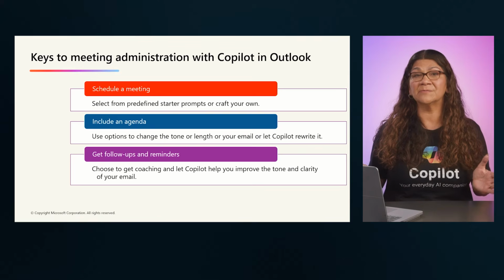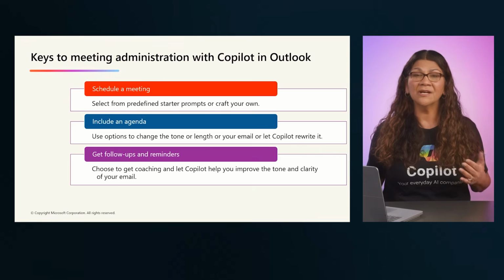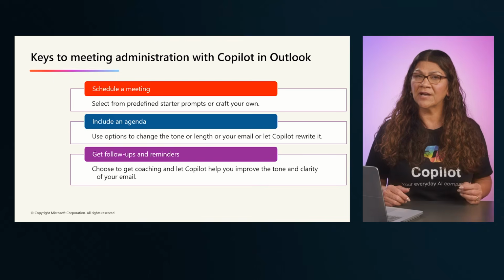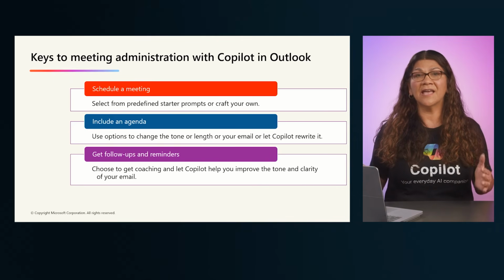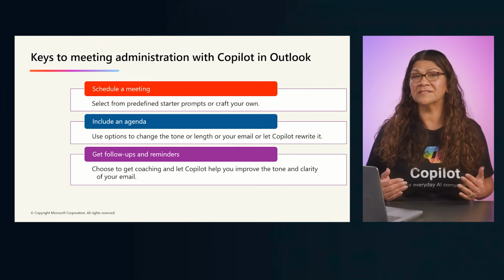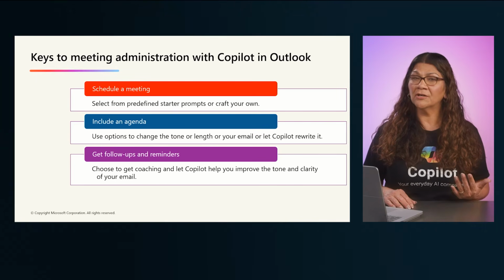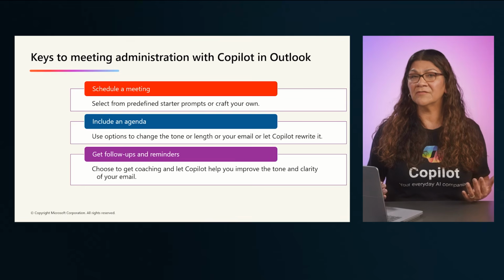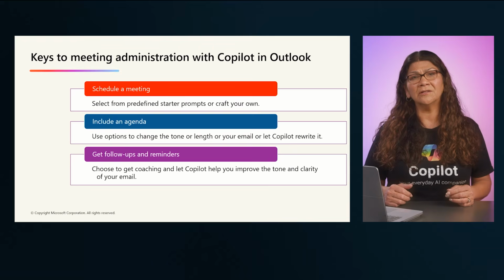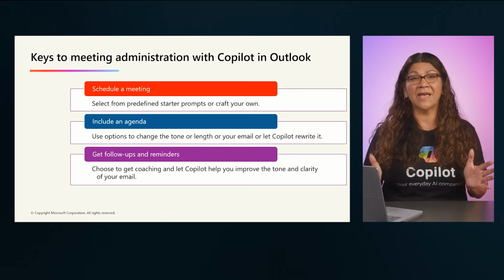Copilot in Outlook streamlines meeting administration by helping you move from conversation to calendar with minimal effort. It enables you to schedule meetings directly from email threads, include relevant context and agendas automatically, and get prepared for upcoming meetings in minutes instead of hours. Whether you're using predefined prompts or crafting your own, Copilot ensures meeting invitations are clear, complete, and aligned with your discussion, while also helping you stay on top of follow-ups, reminders, and outcomes for meetings that you may have missed.